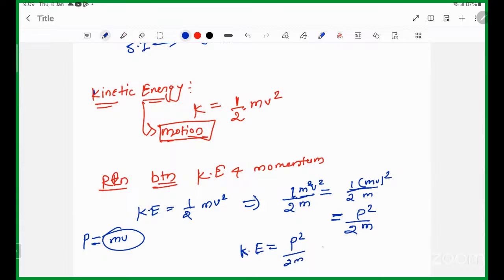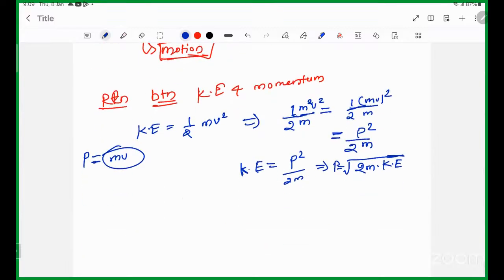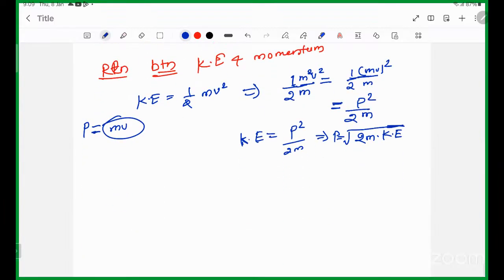So when we do it in conversion form, we can write it as 2m into kinetic energy, and momentum is equal to under root. So this is the important formula we should remember. It comes directly in exams for changing the relation between momentum and kinetic energy. That is, momentum is equal to under root 2m kinetic energy.